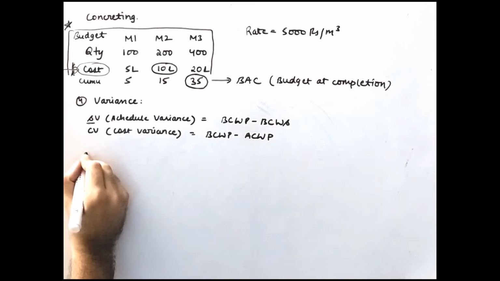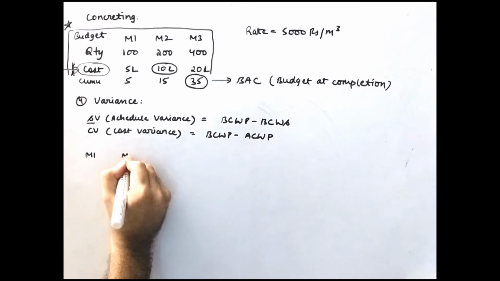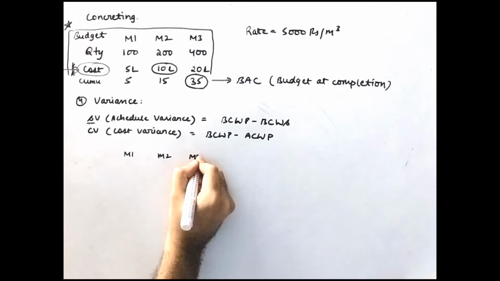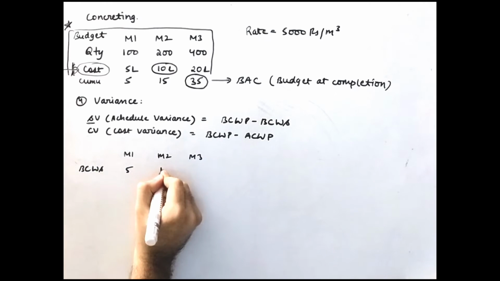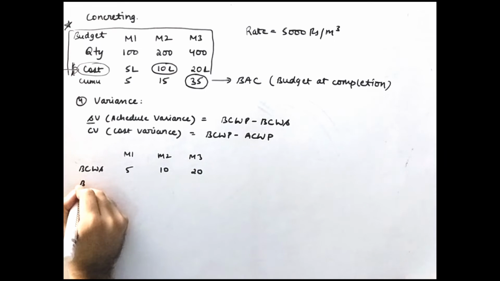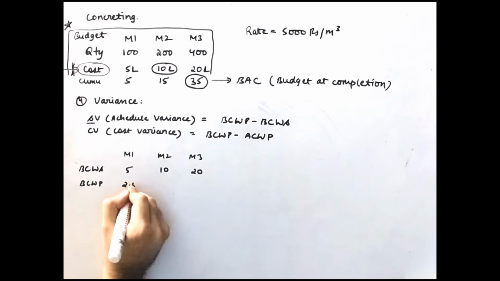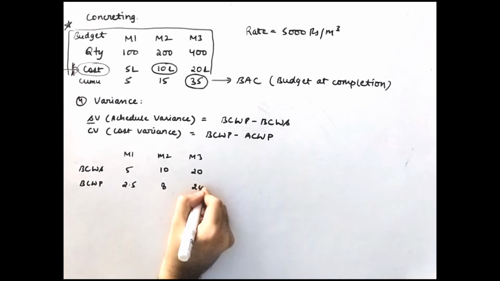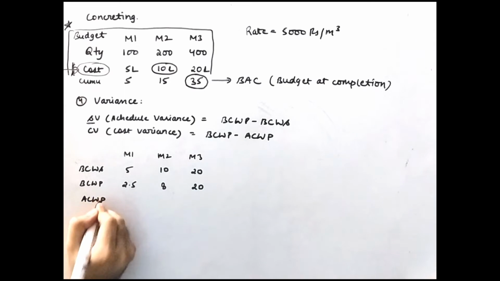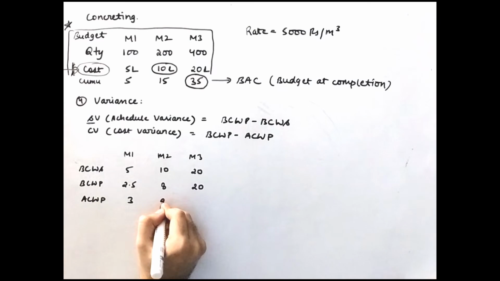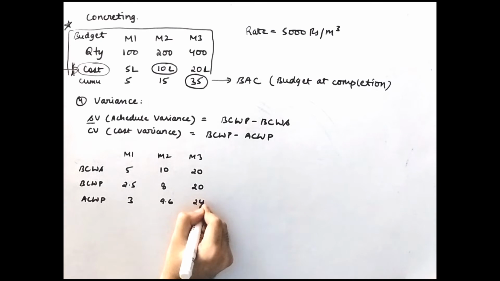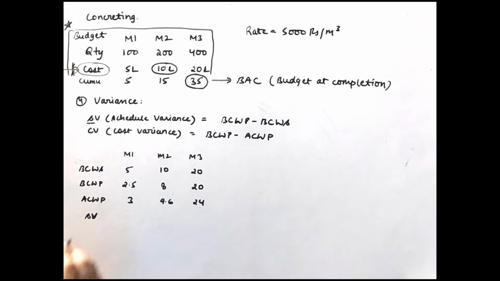Again let's take the example of M1, M2 and M3. What is your budgeted cost of work scheduled? It's 5, 10 and 20. And how much did you perform? You performed 50% here, 80% here and 100% here. What is your actual work that you did? It is nothing but the third terminology that we saw, 3, 9.6 and 24, because of the increase of rate from 5,000 to 6,000 rupees.